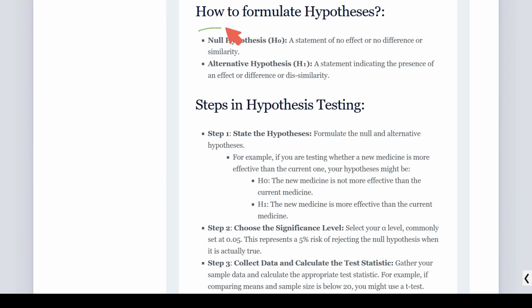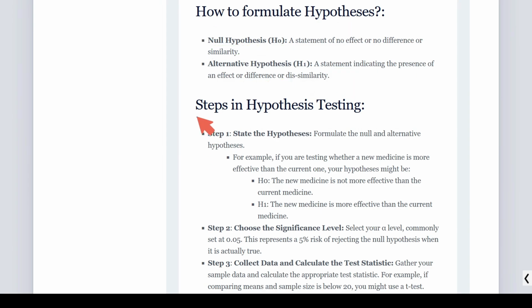Next question is how to formulate this hypothesis. Then the answer is, first you need to prepare the null hypothesis, which is a statement of no effect or no difference or similarity. Same way you need to formulate the alternative hypothesis, which is a statement indicating the presence of an effect or a difference or a dissimilarity.